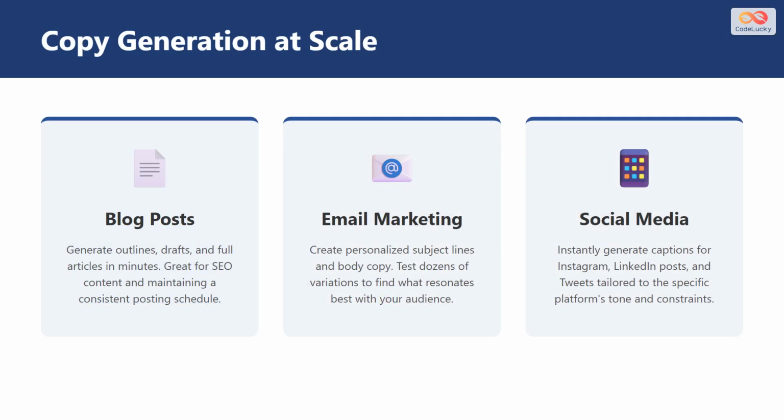One of the most immediate impacts is in copy generation. AI tools can now draft blog posts, create email marketing sequences, and generate social media captions in seconds. This allows marketing teams to maintain a consistent presence across all channels without burnout, ensuring that SEO content and daily posts are always ready to go.